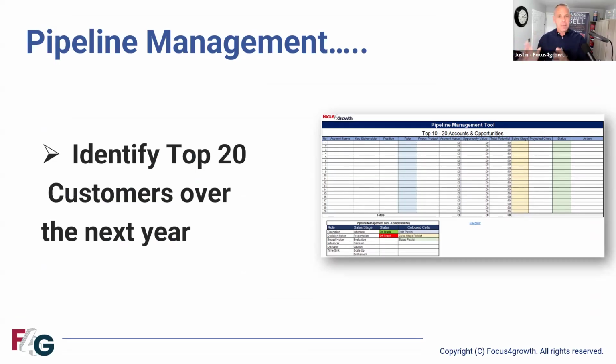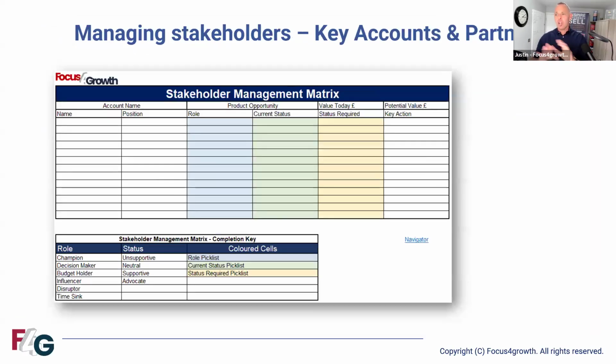Plot those customers, put them in the pipeline management tool, and that's really going to help you to focus. Next is managing stakeholders. When you've got a large key account, or maybe it's a partner account that you're working with, and there are a lot of different people influencing and being involved in decisions that are made, sometimes it can be really difficult to manage all of those people within your CRM.